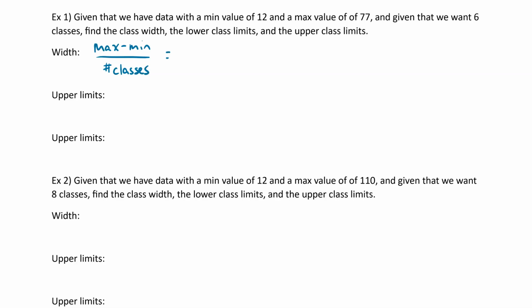So in this case, the max was 77. We subtract the min, which was 12, and it says that we want 6 classes. So we're going to divide that by 6. So 77 minus 12 is going to get us 65 divided by 6. And if we actually divide that, we would get about 10.83.